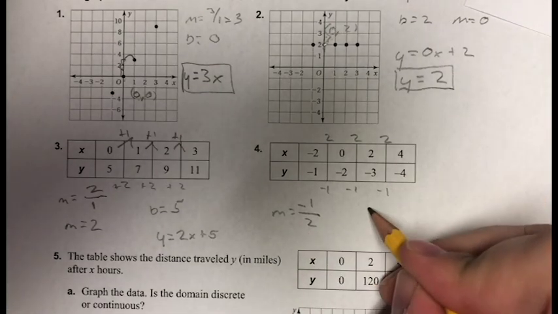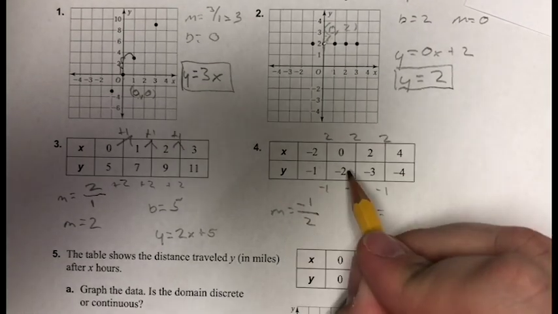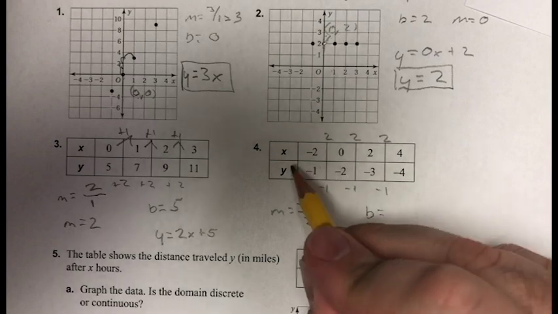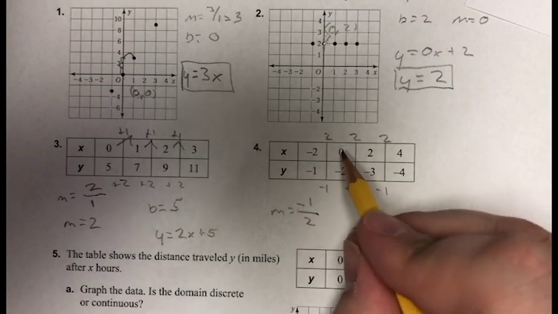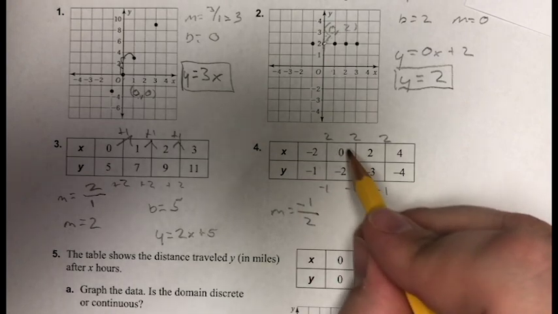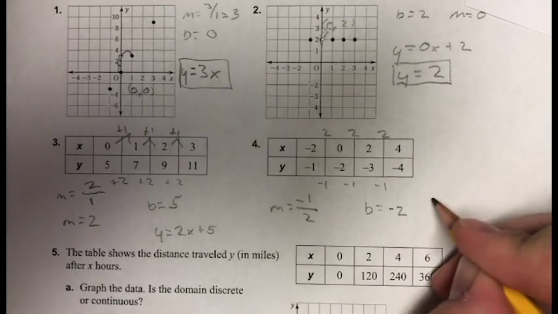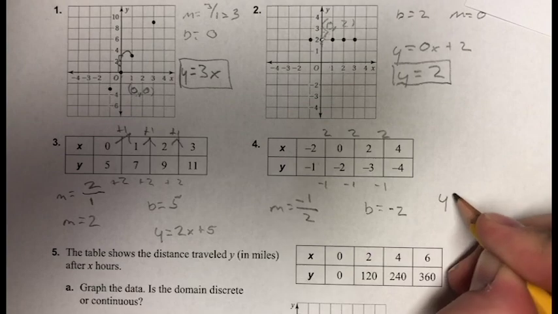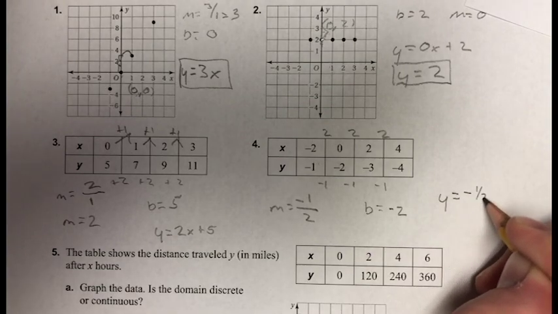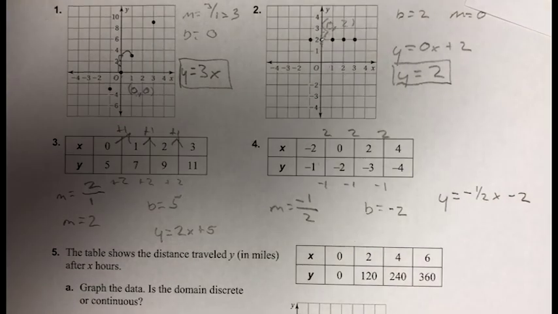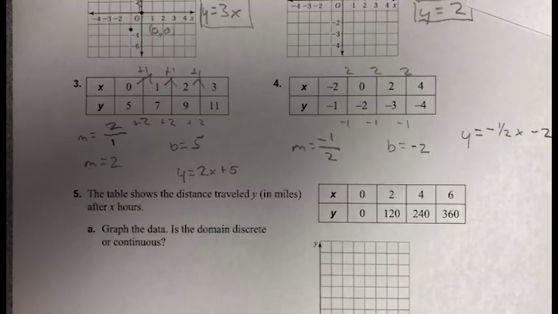And then my y-intercept, I already have it in this table. It tells me that my x is 0. So since at 0, my y is -2, that means my y-intercept is -2. Now just plug in that information. Y is equal to a negative slope of 1/2 x minus 2. And I am done.